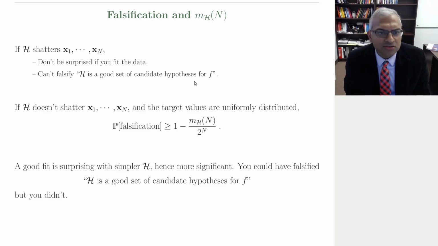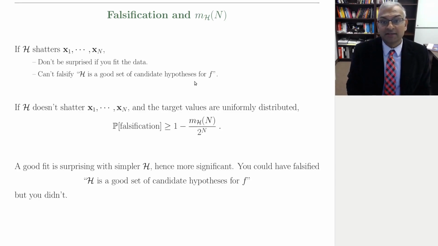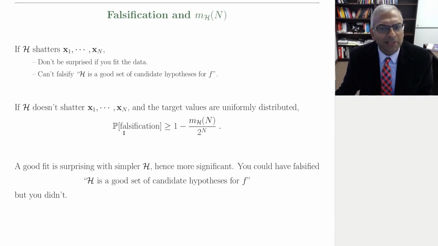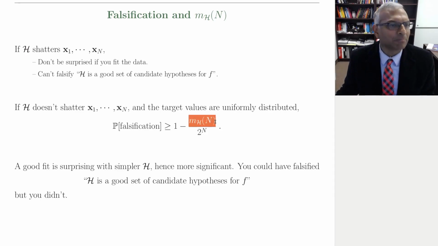Now let's look at the other situation. H doesn't shatter your data x1 to xn. In fact, we could even make a stronger statement. H cannot shatter any data set of size n, so the growth function is small. Then if you imagine that the target values are generated randomly, the number of dichotomies H can implement is m_H(n) at most.